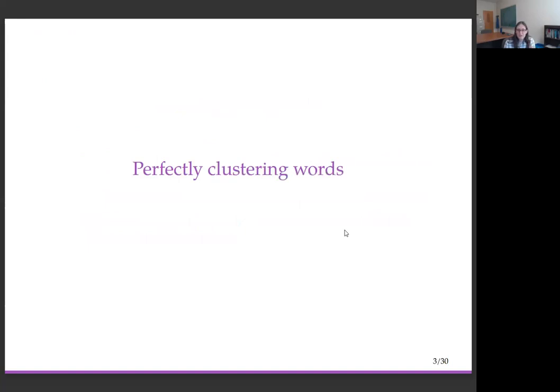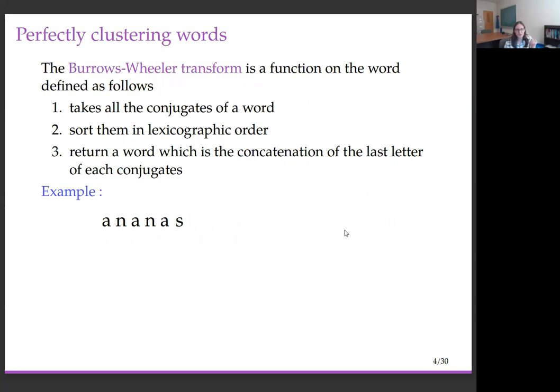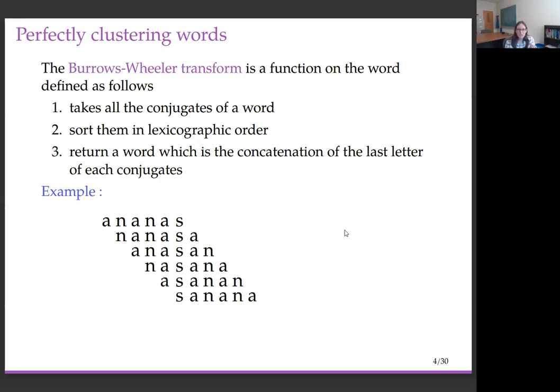So what are perfectly clustering words? They are defined from the Burrows-Wheeler transform of a word. The Burrows-Wheeler transform is a function on words defined as follows. You first of all take all the conjugates of the word for which you want to compute the transform. For example, if I take the word ananas, to get all its conjugates I simply rotate the letters one after the other, so I get 6 different words.